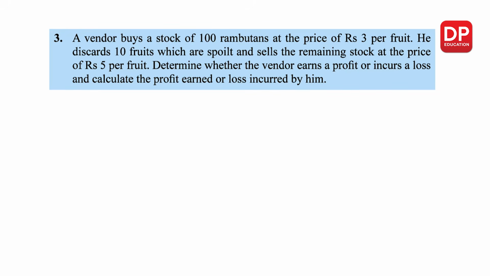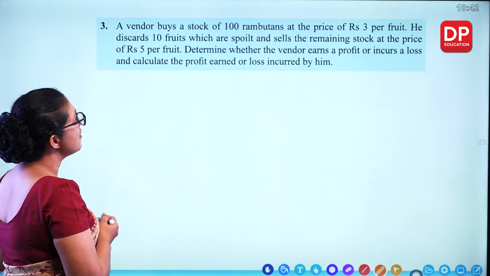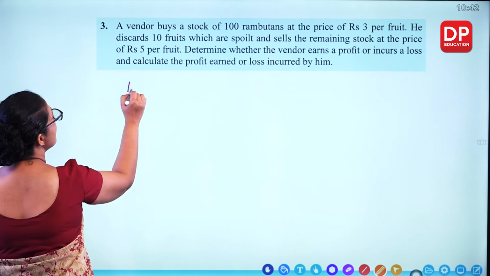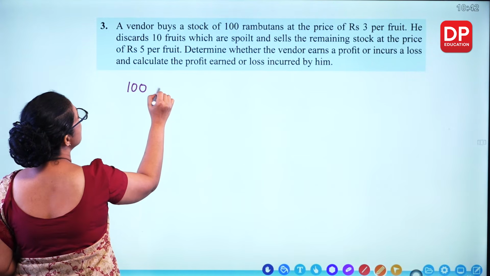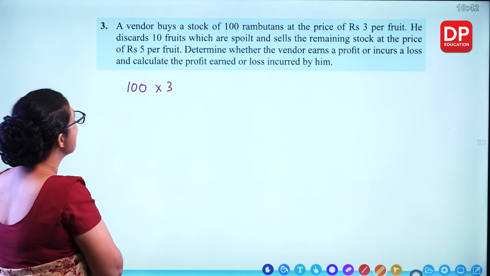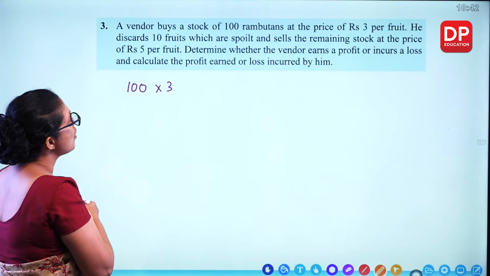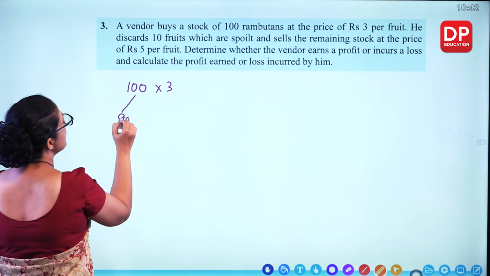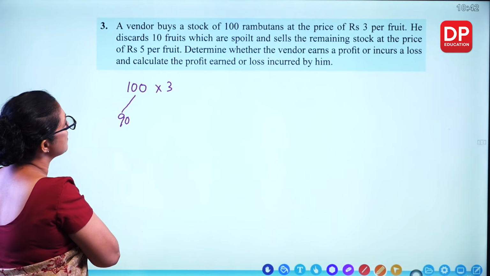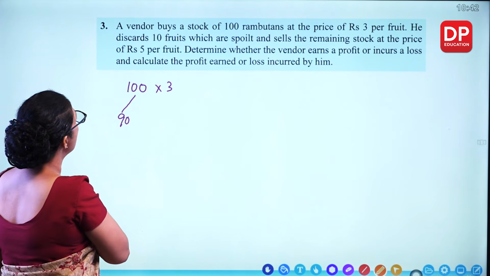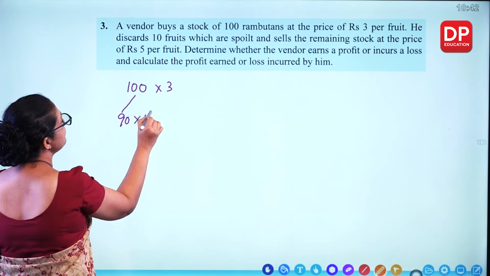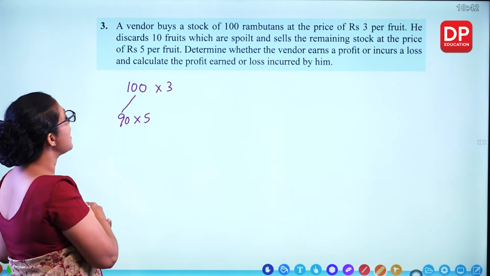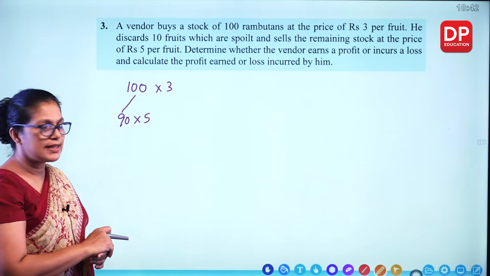Question number 3. A vendor buys a stock of 100 rambutans at the price of 3 per fruit. So 100, each one 3 rupees. He discards 10 fruits which are spoiled and sells the remaining stock. So 90, 10 discarded and then remaining stock at the price of 5 rupees. Determine whether the vendor earns a profit or incurs a loss and calculate the profit earned or loss incurred.